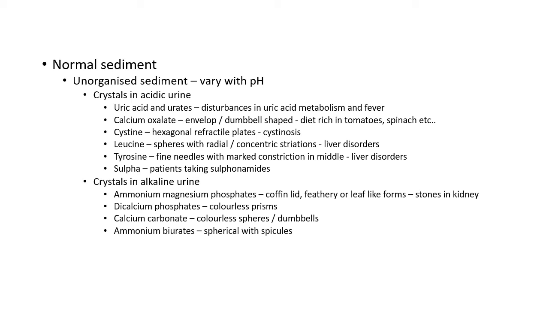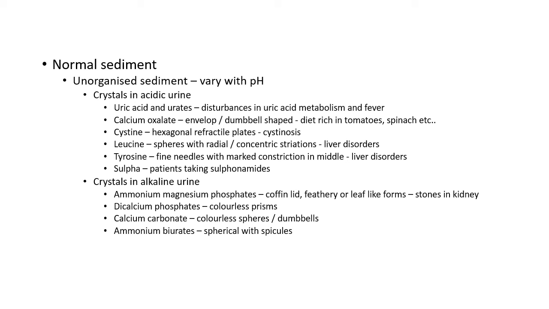Coming to crystals in alkaline urine, this includes ammonium magnesium phosphate, otherwise called triple phosphate crystals. They are colorless and appear as coffin-lid, feathery or leaf-like forms, and they are often seen in stones in kidney. Dicalcium phosphates are colorless prisms arranged in stars and rosette pattern. And calcium carbonates are seen as amorphous granules or colorless spheres and dumbbells.